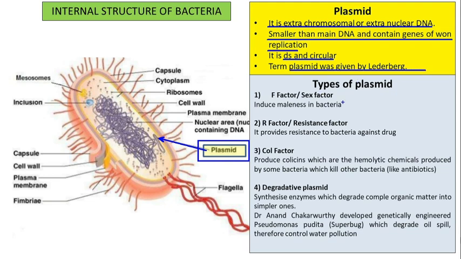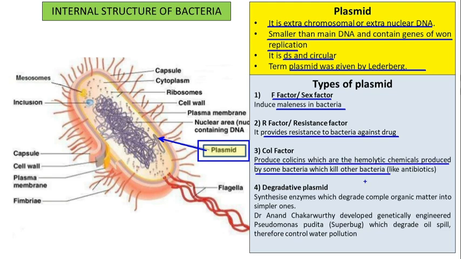We have different types of plasmids. For example, the F factor or sex factor, which induces maleness in bacteria. Then we have the R factor, which provides resistance to bacteria against drugs. Then the Col factor, which produces colicins, which are hemolytic chemicals produced by bacteria and which kill other bacteria. So we have the F factor, the fertility factor, the R factor, the resistance factor, and the Col factor. These are plasmids which produce certain chemicals by which even other bacteria may die.